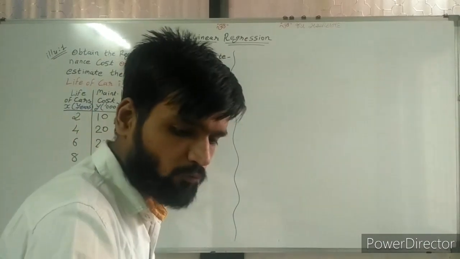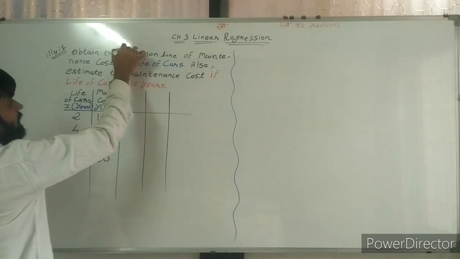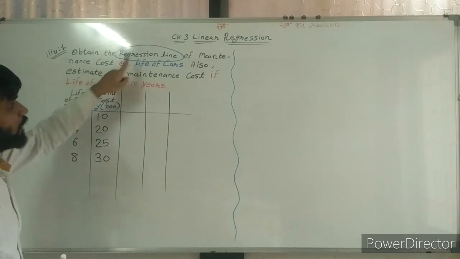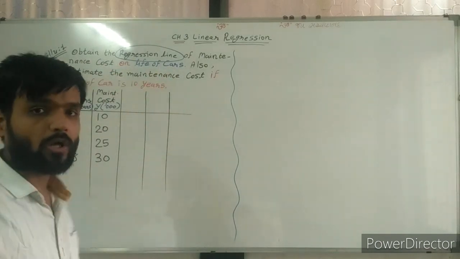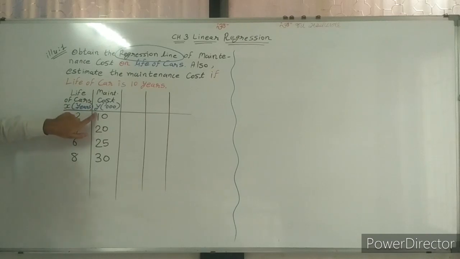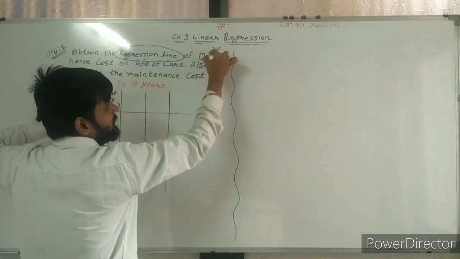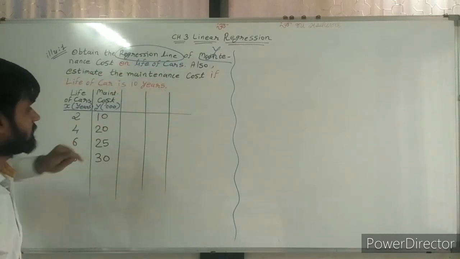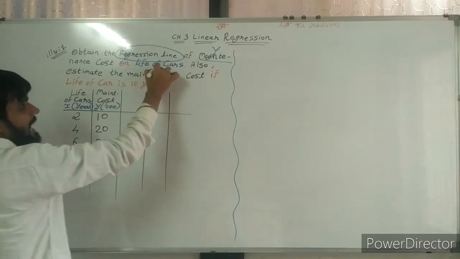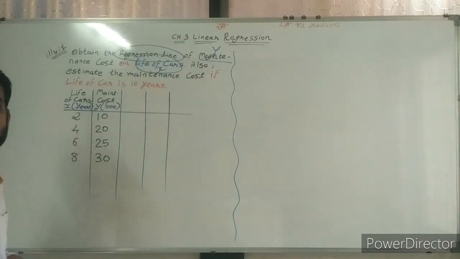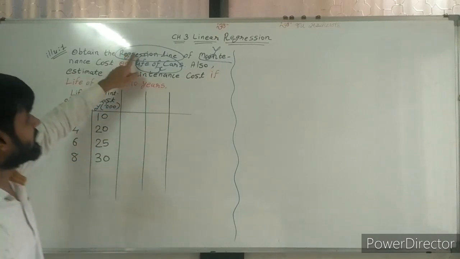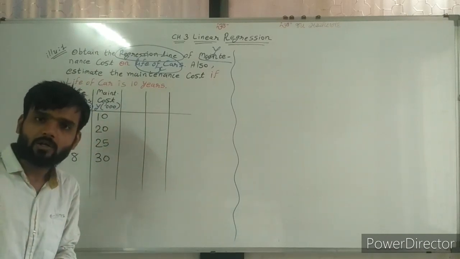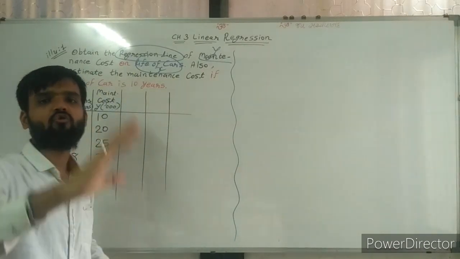So actually what do we need to find? We need to find a regression line. Now which regression line? Maintenance cost on life of car. So what is the maintenance cost? Sir, maintenance cost is assumed Y. So maintenance cost is the value of Y on life of car. Life of car is assumed as X. So it is the value of X. So we need to find regression line Y on X. In this way we can understand which regression line we need to find.